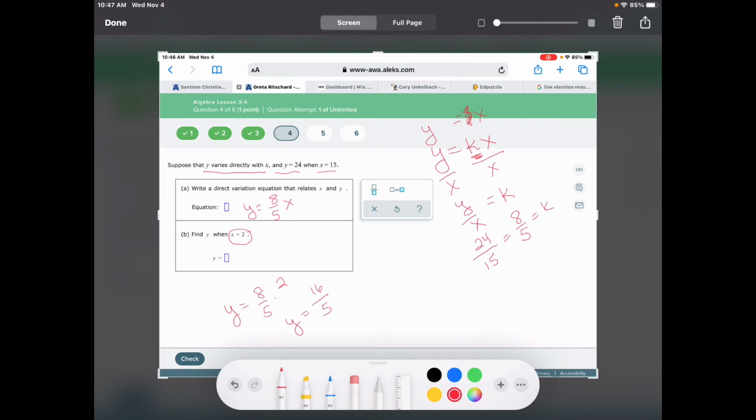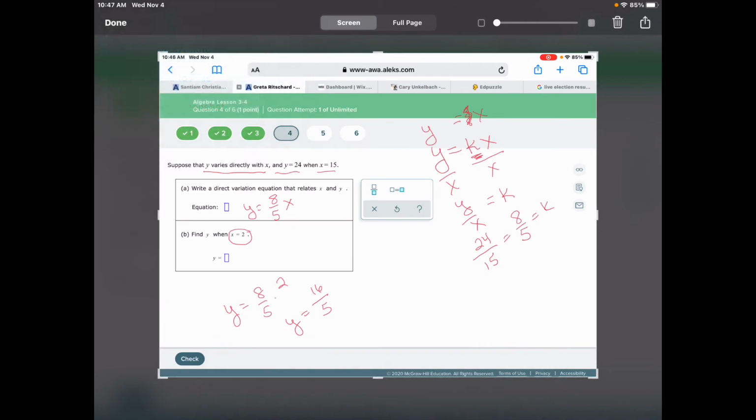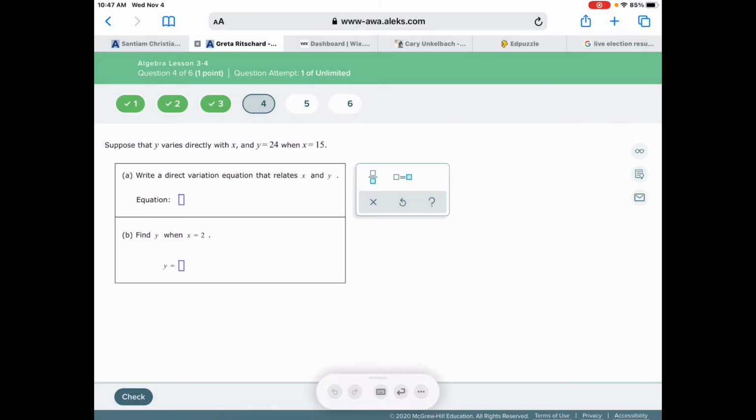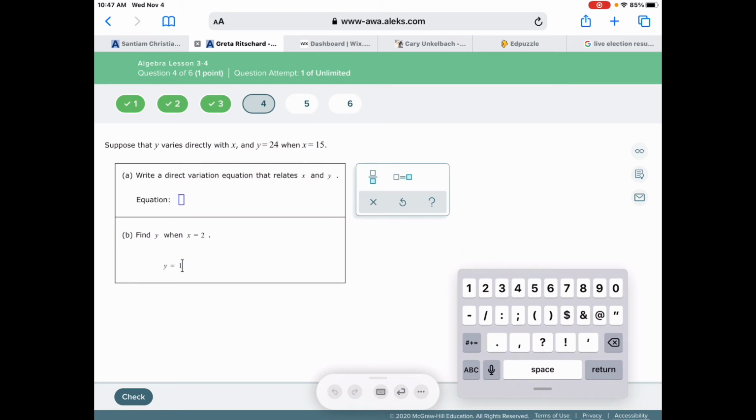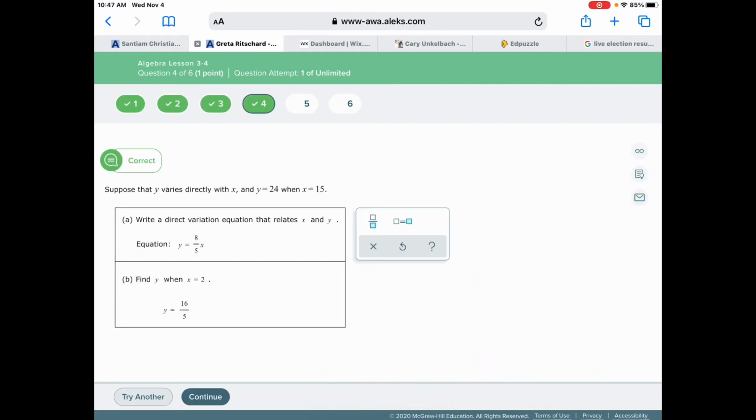Okay, let me see if I can remember that. Okay, and we had y equals, I think we had 8/5. And x, unless I got it backwards, upside down, nope.